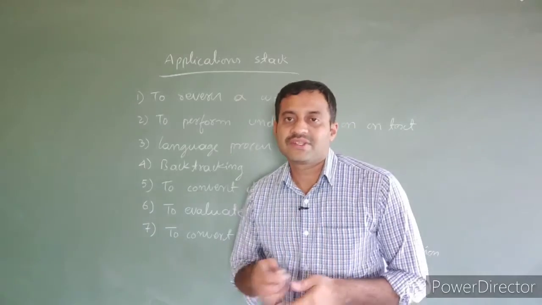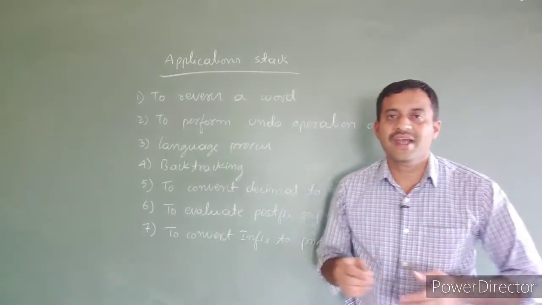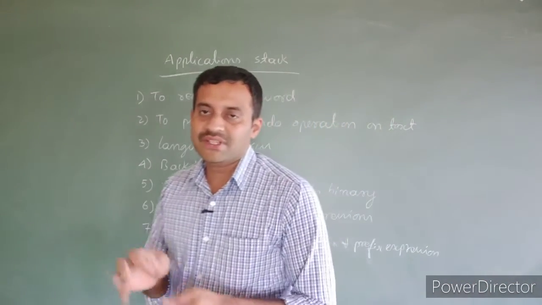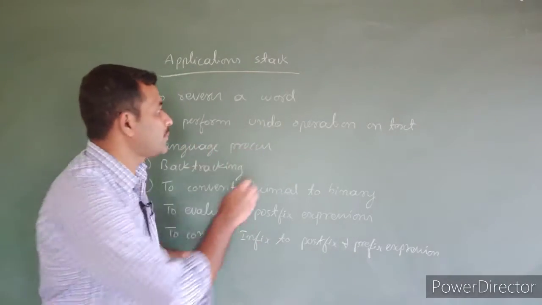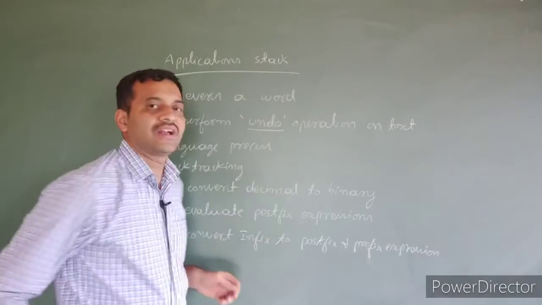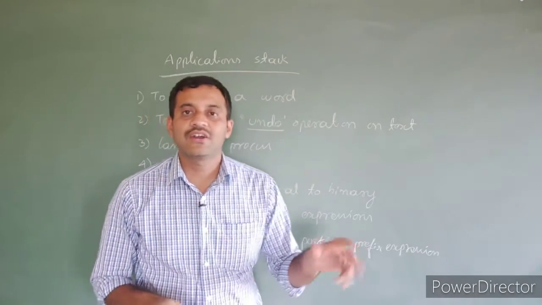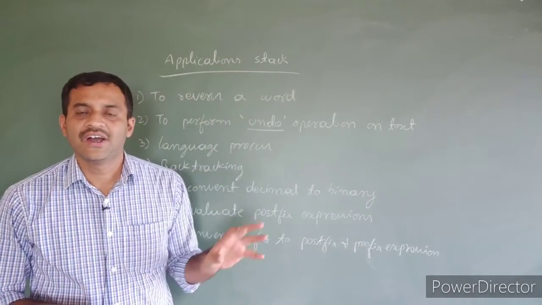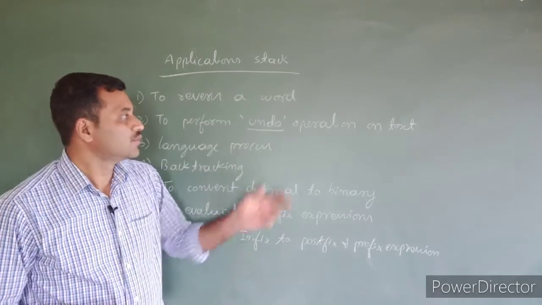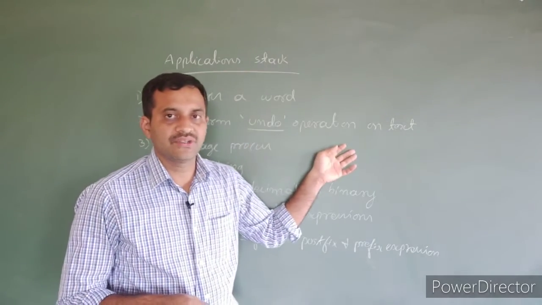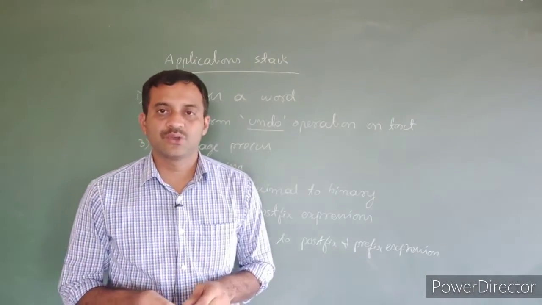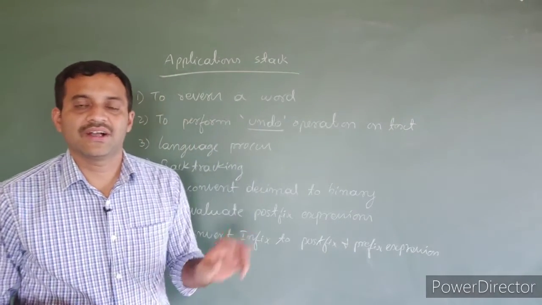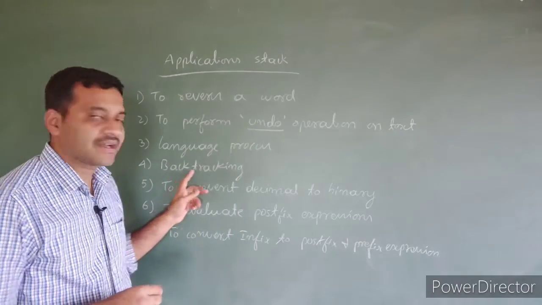To reverse a word, a word is a collection of characters. Then to reverse a word, we need a stack. To perform undo operation, we already know that we use a shortcut key, Ctrl Z. Ctrl Z performs an undo operation. To perform undo operation, we use stacks. Then language processing. To process a language, we also use a stack.